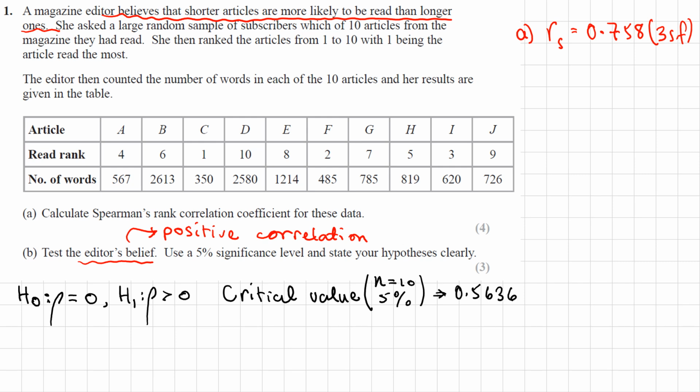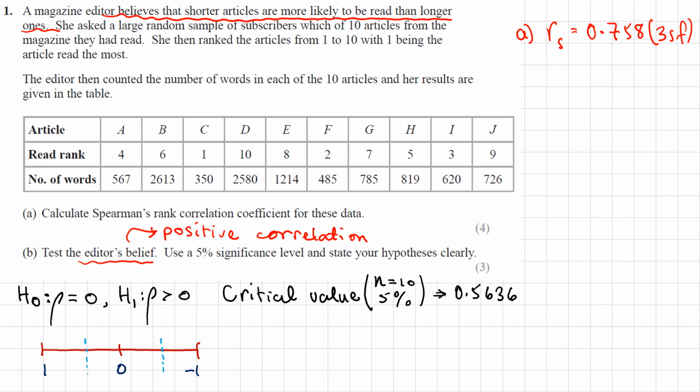So if we look at that in the formula book, we get 0.5636. So what I'm going to do is to draw a number line so I can physically see where the critical regions are. So I've got 0 at this end, and then 1 to -1. I've got my critical values. Let's just put them on here.